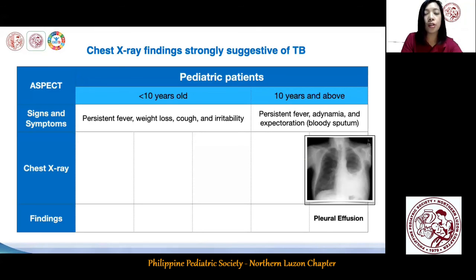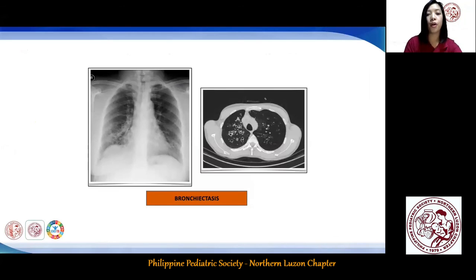Now, most radiologic lesions actually resolve. Some may lead to minimal sequelae like your fibrosis, but a few may progress to more severe lung findings such as your bronchiectasis, which is the destruction and dilatation of your airways that result in chronic suppurative lung disease and is characterized by copious sputum production, recurrent wheezing, and recurrent infection.